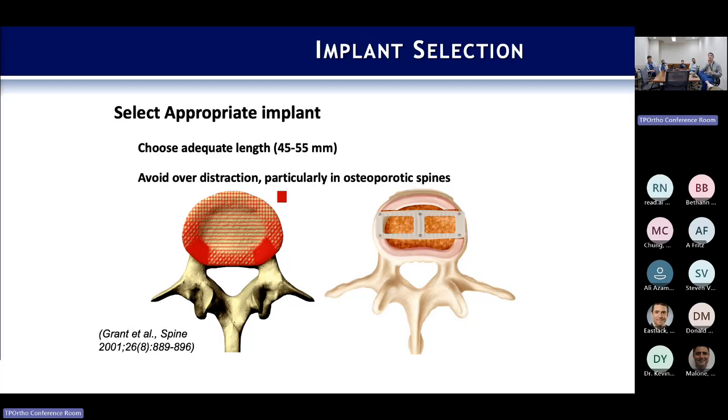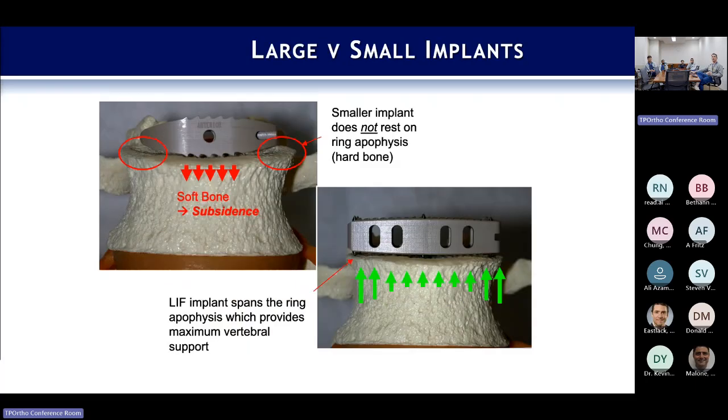One of the reasons why this works really well is we're using the apophysis for strength and stability, which is why I think non-unions are also really, really uncommon. You're getting great contact. And then again, you do want it long enough to go from apophysis to apophysis. You don't really want this to sit inside.